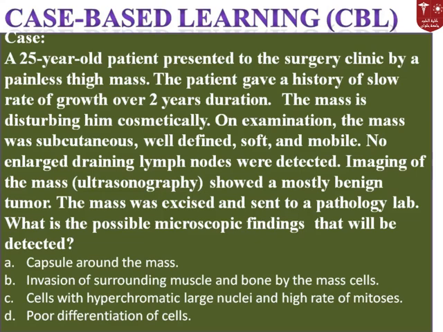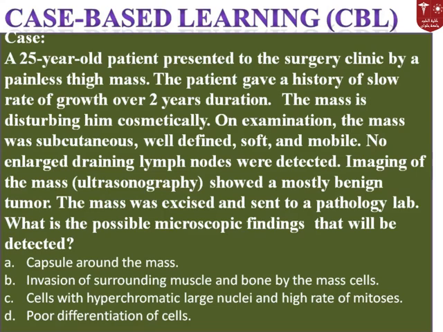Choose. Number 1, capsule around the mass. Possible, right? Because benign tumors may have a capsule, right? The second choice is invasion of surrounding muscle and bone by the mast cells. No, invasion of surrounding muscle. Benign tumors do not grow by invasion. They grow by compression. Malignant tumors grow by invasion, right? So it is not B.